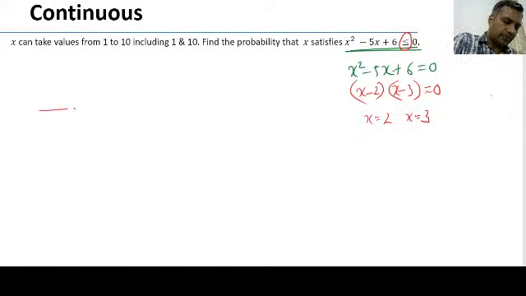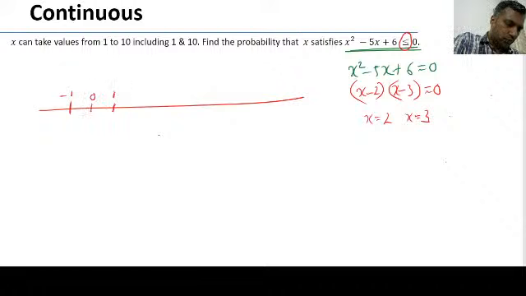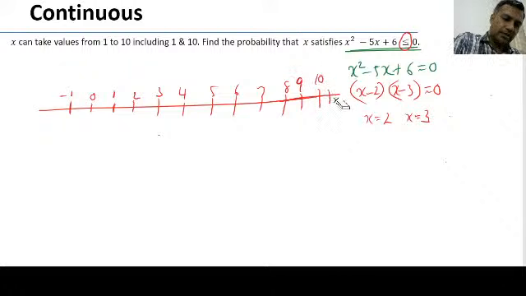Fine. Come to the number line, friends. This is a number line. You have minus 1, 0, 1, 2, 3, likewise 4, 5, 6, 7, 8, 9 and 10. Okay, I took up to 10. You can write 11 also, not a problem, but the point is 10 is good enough for us.